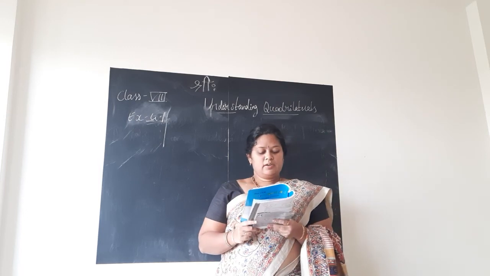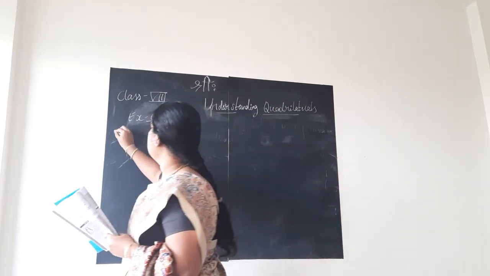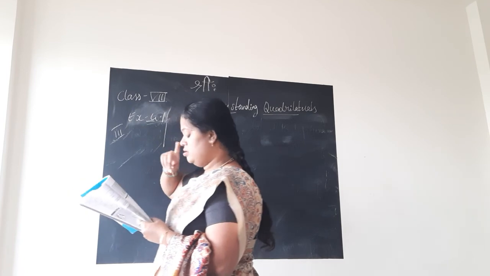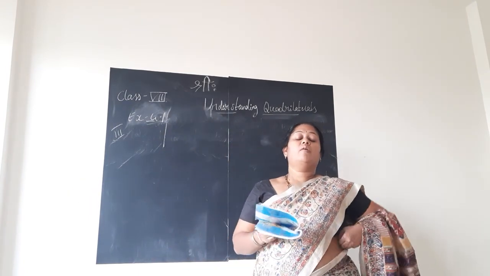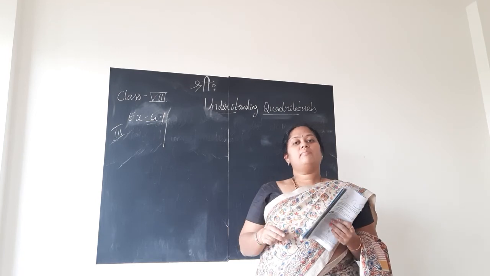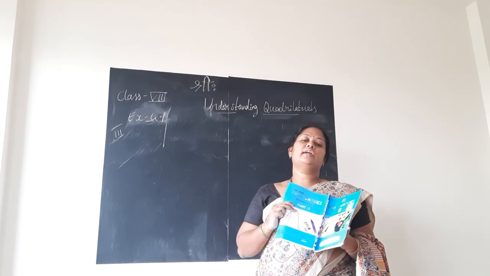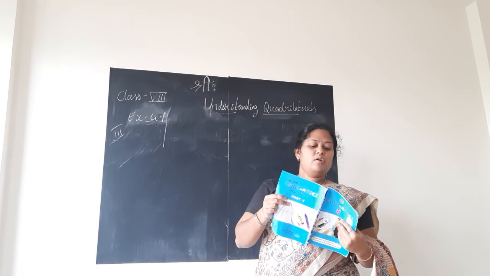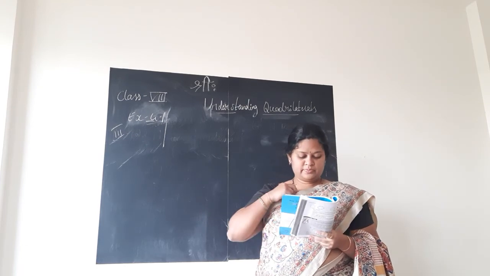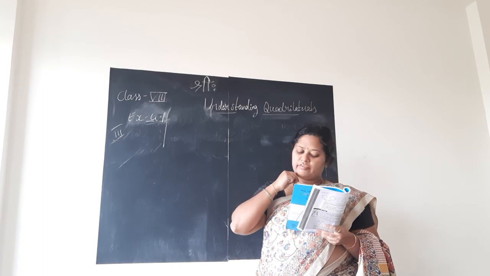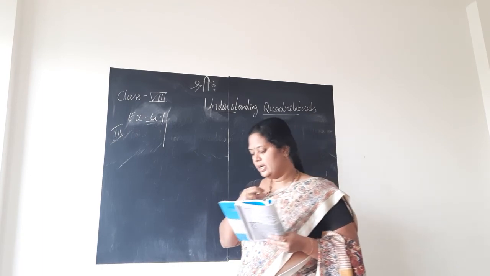What is the sum of measures? We read the third question already. We studied the angle sum property of a triangle. What did we learn there? The sum of all the three interior angles of any triangle is equal to 180 degree. Similarly, here they have asked us to find the measure of angles of a convex quadrilateral.